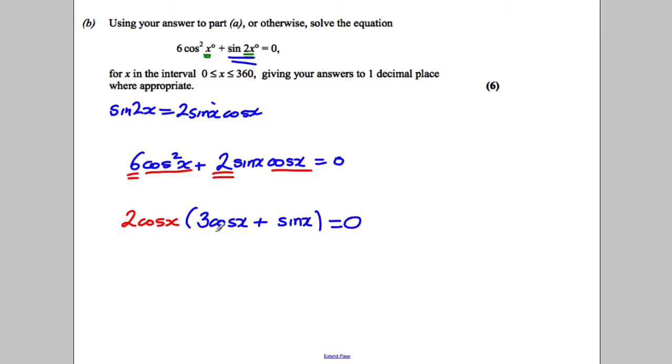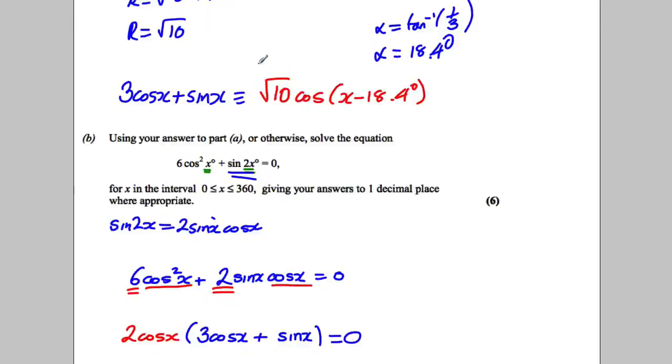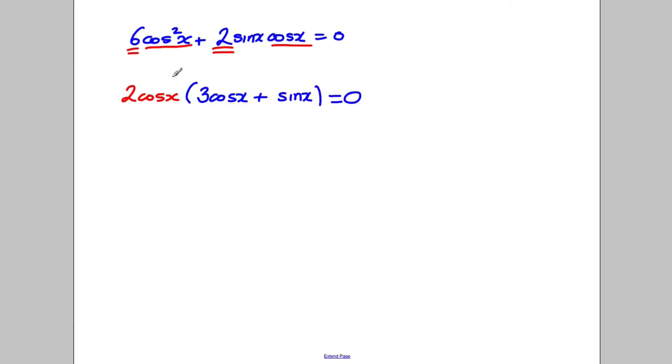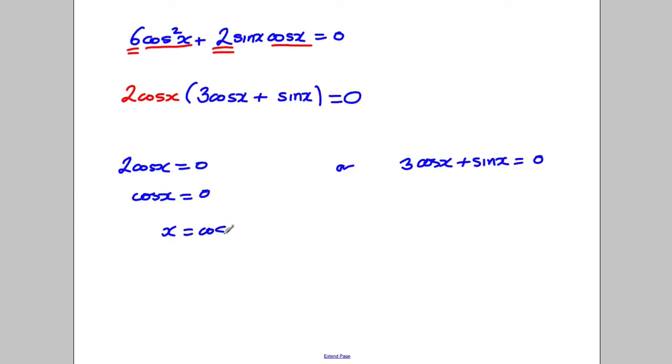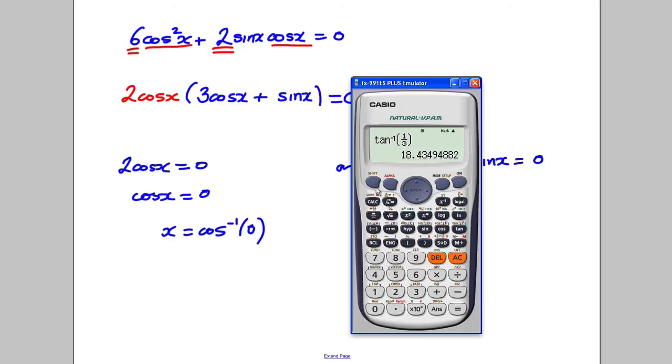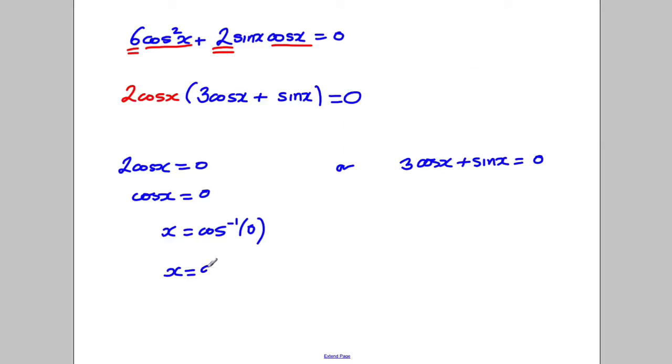Now, that does look very familiar. That's what we were dealing with in part A. So I've got 2 things that could equal 0. So either 2 cosine x is equal to 0, or 3 cosine x plus sine x is equal to 0. This one's easy to solve. Divide both sides by 2. Cosine x is 0. Inverse cos both sides. So x is the inverse cos of 0. Calculator out. Inverse cos 0, 90 degrees. So x is going to be 90 degrees.